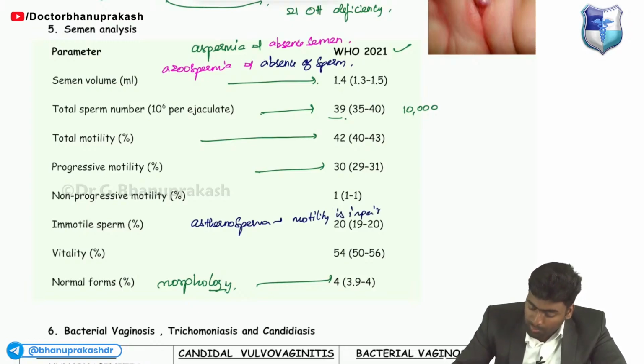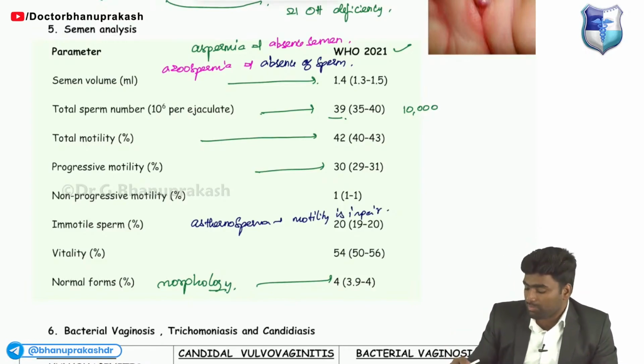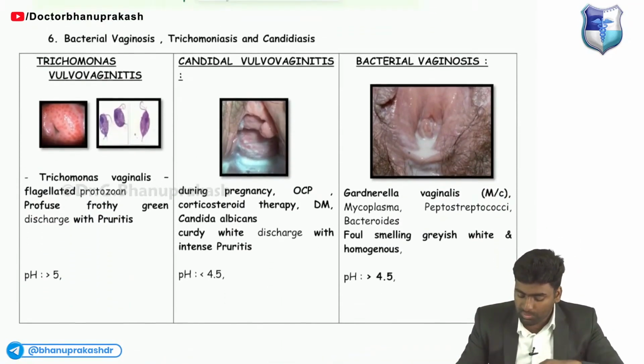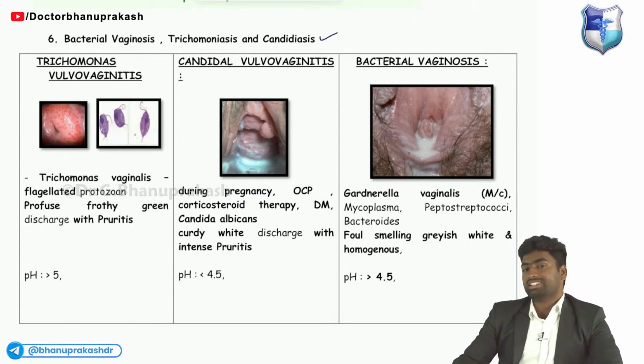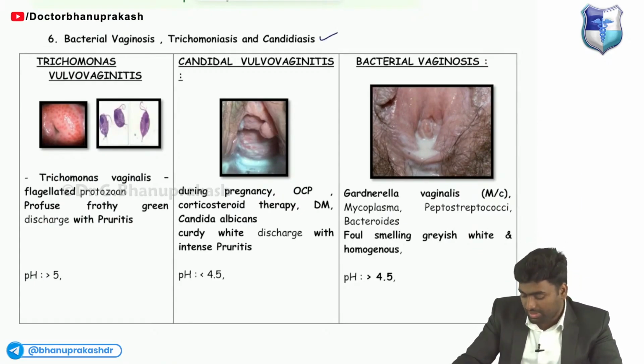So there is no proper progressive motility. Just remember all these terms so that if they ask, you will be familiar with them. Fine. And next, about these 3 diseases, 1 should be asked in your examinations, or sometimes 2 can be asked in your examinations. Okay, fine.